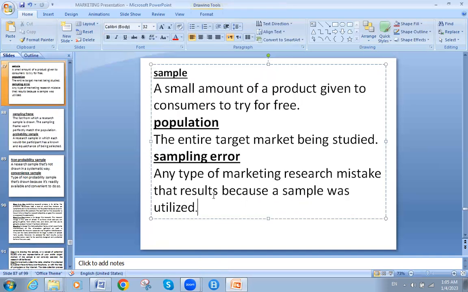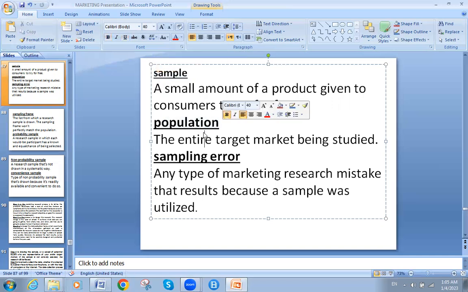The last thing, when we talk about research, is the sample. What do we mean by the sample? A sample is a small amount of product given to consumers to try for free. A sample also means the units with which you will do your experiment, or the people you will ask in the questionnaire. All these we call a sample. You will not be able to choose all the people in your research, so you take part of them. This part which you take, we call a sample.